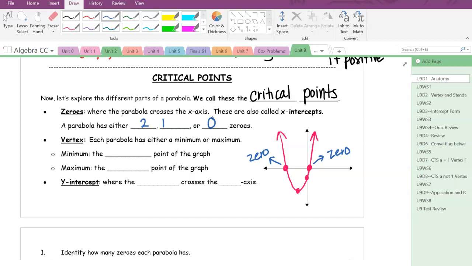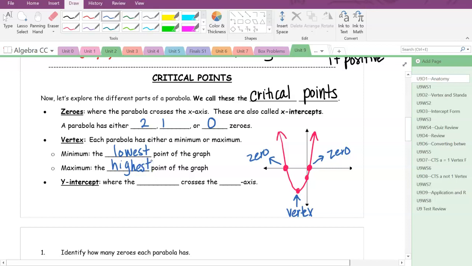We also have something called the vertex. In the past, we thought of the vertex as the corner. You can still think of that as you want. It's like the turning point of our parabola, and it either is a minimum or a maximum. When a parabola has a minimum, this is the lowest point on the graph. And when the parabola has a maximum, this would be the highest point of the graph.